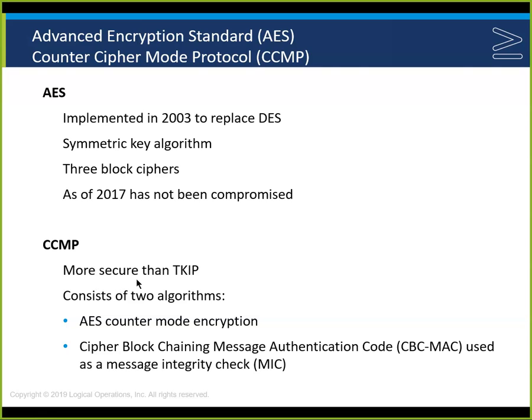CCMP, more secure than TKIP, consists of 2 algorithms, the AES counter mode encryption and then the cipher block chaining message authentication code. What that does is basically change the devices so that it uses the output of one packet to help create the key for the next packet.